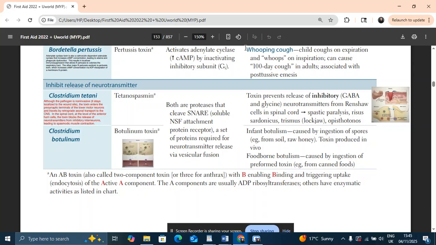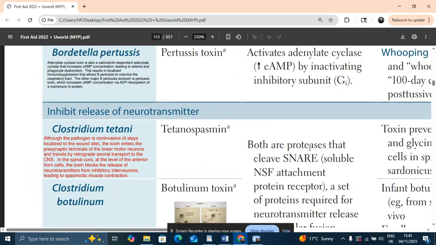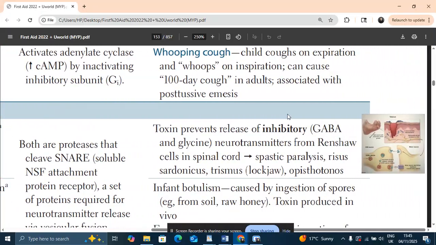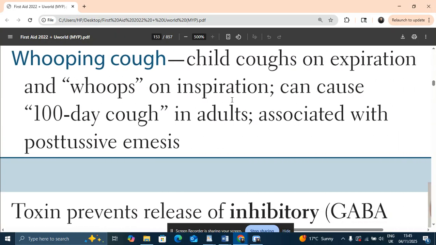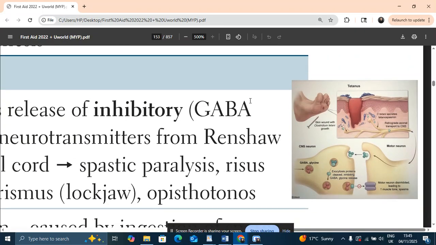This image will help you understand more. So what happens? A skin wound with Clostridium tetani growth. Okay, there's a skin wound. Clostridium tetani is here, but the tetanospasmin enters through retrograde transport into the CNS. So here, through the retrograde transport, the tetanospasmin is entering into the CNS. What happens in the CNS?